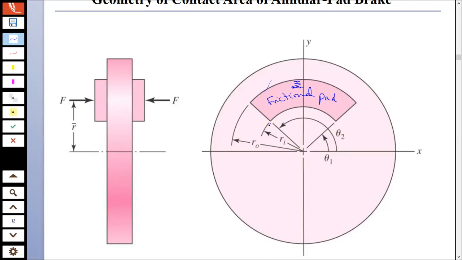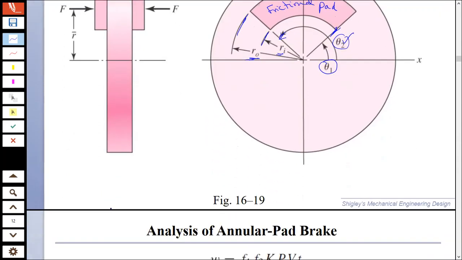ठीक है जी. Now let's say that we have the inner radius Ri and the outer radius over here is Ro. ठीक है जी. And this annular brake pad starts at some angle theta 1, and then it goes up to angle theta 2. ठीक है जी. So the angle that it covers is basically theta 2 minus theta 1. ठीक है जी.